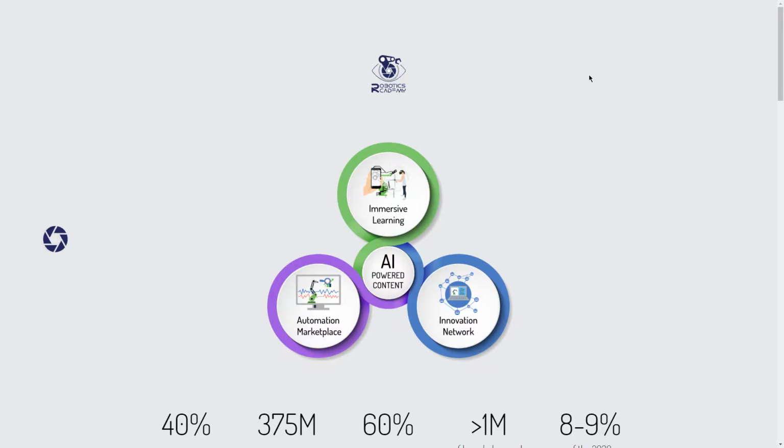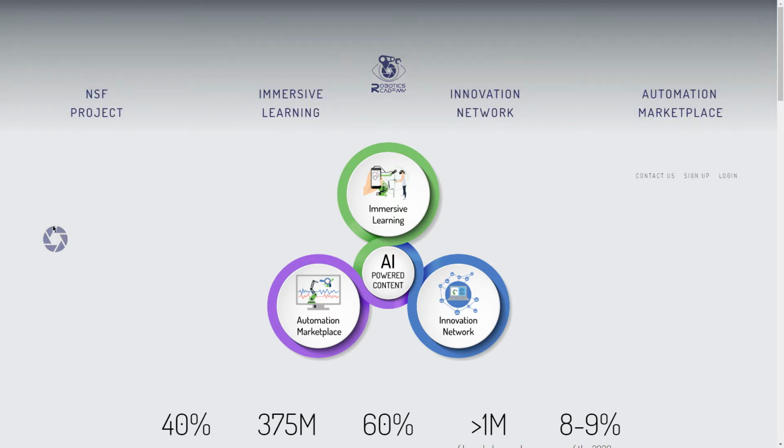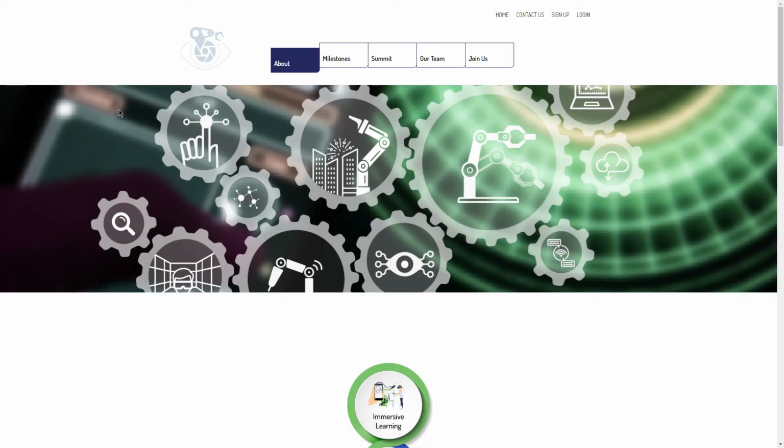Back on the main landing page, it has its own navbar. This navbar has the NSF project, Immersive Learning, Innovation Network, Automation Marketplace. Here in the NSF project, you'll learn more generally about the project. Clicking on the NSF project text will take you to the NSF project landing page.